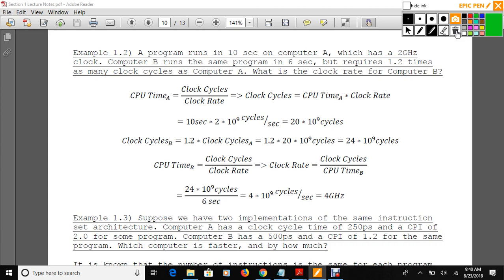Okay? So if computer B didn't require 1.2 times as many cycles as computer A, but still ran at 4 gigahertz, would it complete the program in 5 seconds?